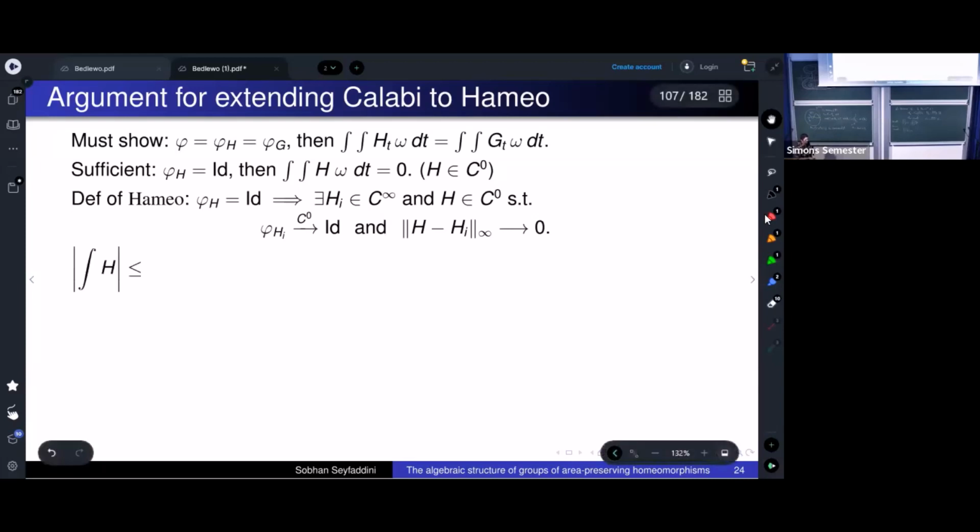Okay. So I'm going to put a sequence of inequalities on the slides. On the left-hand side, you have the absolute value of the average of H. We want to show it's 0. So there's going to be a sequence of inequalities, and on the right-hand side eventually 0 will appear.